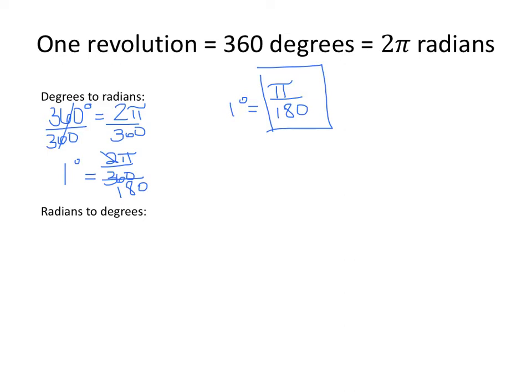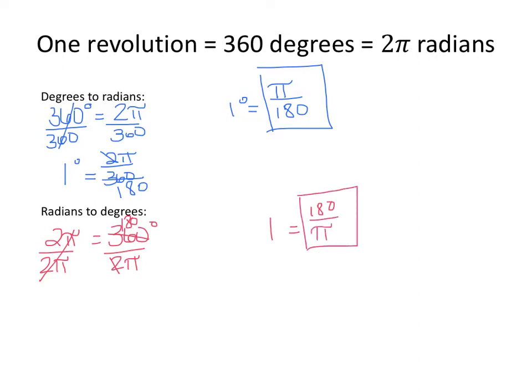When going in the other direction, we would again say, okay, well, 2 pi radians is equal to 360 degrees. Well, what would 1 radian be equal to? To do that, I divide by 2 pi on both sides. This cancels, and I'm left with 180 over pi. This is what we use to convert from radians to degrees.